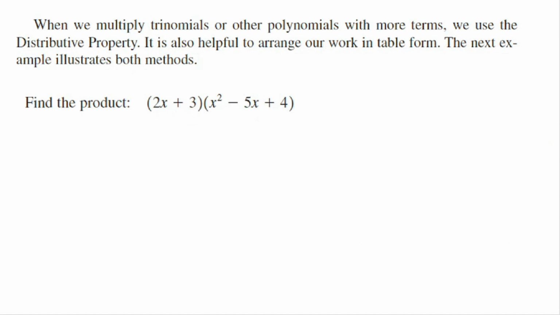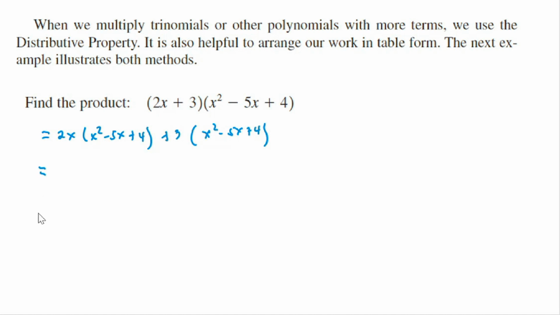When we multiply trinomials or other polynomials with more terms, we use the distributive property. It is also helpful to arrange our work in table form. So the next example illustrates both methods. Okay, so let us use now the distributive property. So we multiply here now. We have 2x times the trinomial x squared minus 5x plus 4, plus, because of the plus sign, 3 times, you copy the trinomial again, x squared minus 5x plus 4.